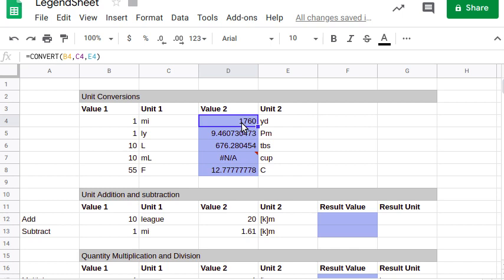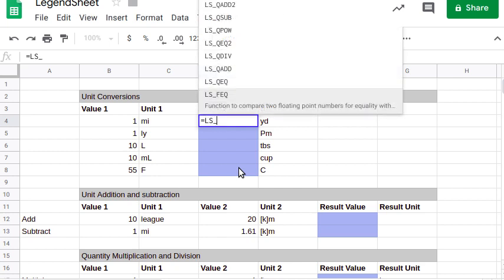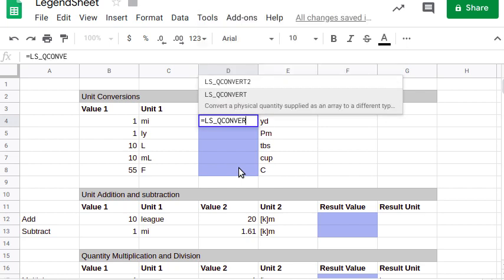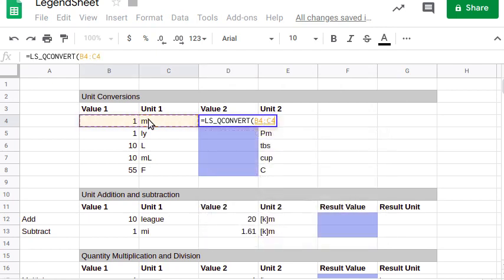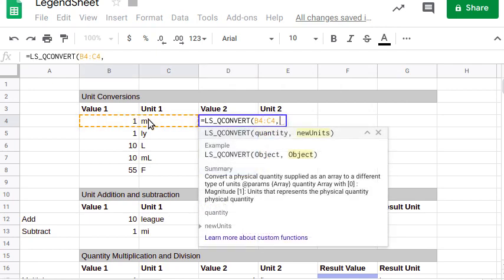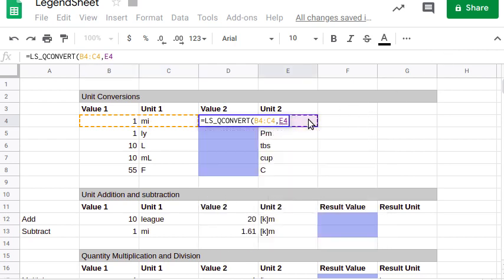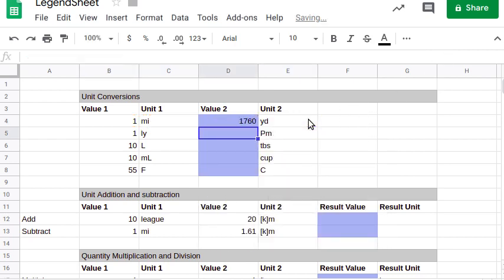And let's get into how to use the LegendSheet version of the same thing. So any LegendSheet custom function starts off with LS underscore, and then the function we're looking for is called Q for quantity convert. And so we want to convert this, and we select the whole thing, the 1 and the mile as a range, and then the value we want to convert it to. There we go. So we get the same answer.